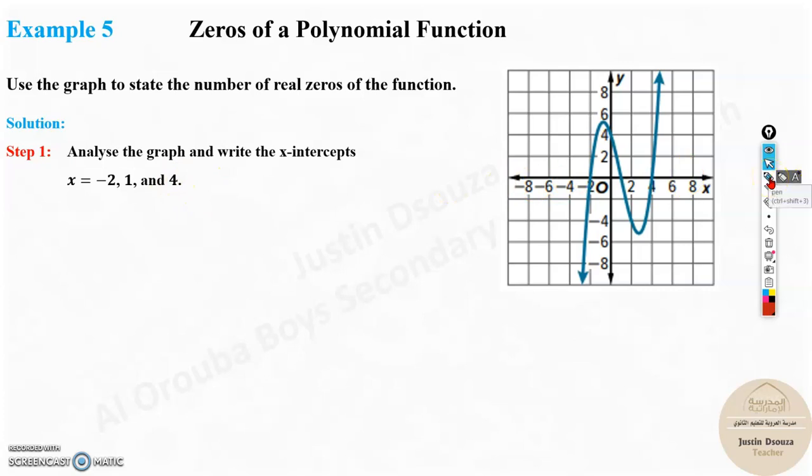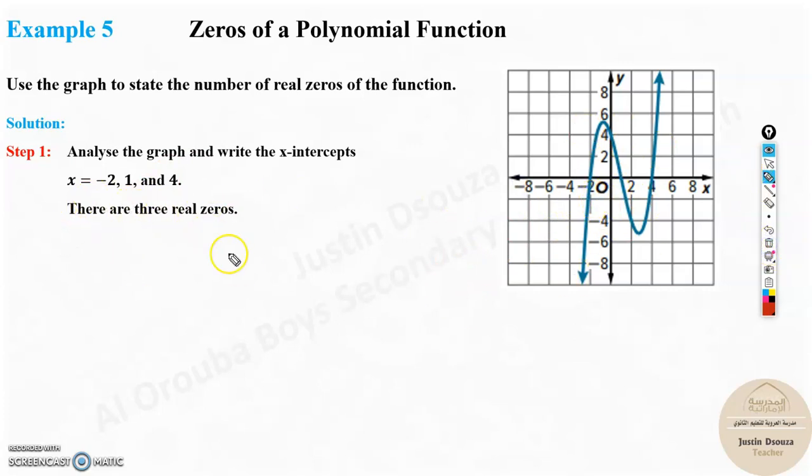Now, if there are 3 x-intercepts, that means there are 3 real zeros. So there are 3 real zeros, 1, 2, 3. The number of times it touches the x-axis. Now you can see this is a cubic graph. This is x to the power 3, or it can even be x to the power 5. But the number of real zeros is 3 in this particular graph.